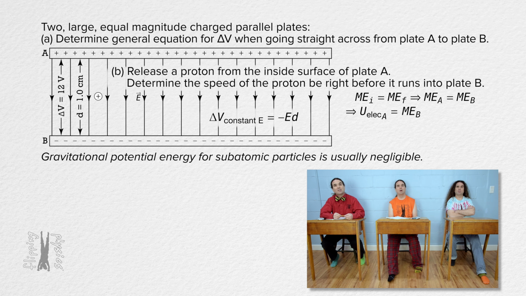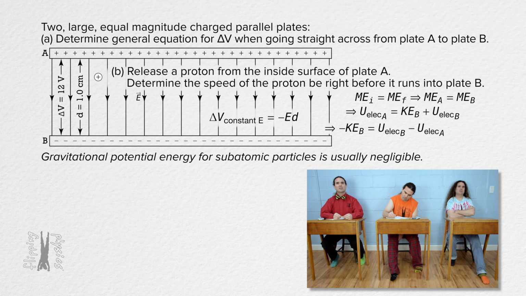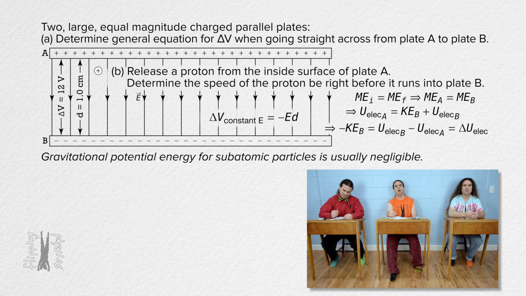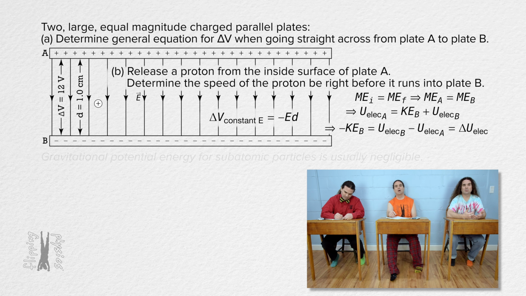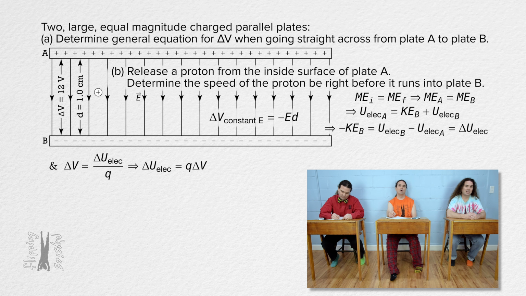At plate B, the proton has kinetic energy and electric potential energy. Subtract electric potential energy at A and kinetic energy at B from the whole equation. On the right-hand side, that equals the change in electric potential energy. We know electric potential difference equals change in electric potential energy over charge. That means change in electric potential energy equals charge times electric potential difference. Now we have negative 1/2 times mass times speed at B squared equals charge times electric potential difference.